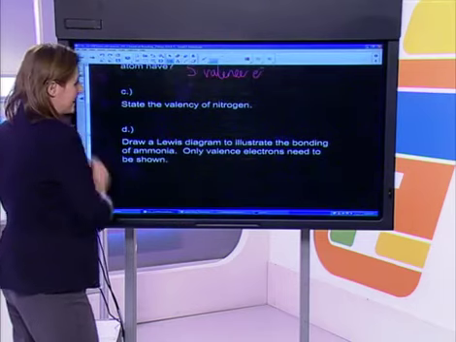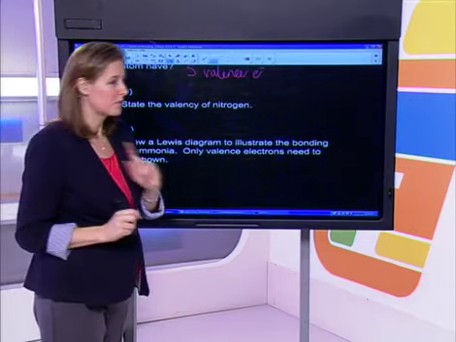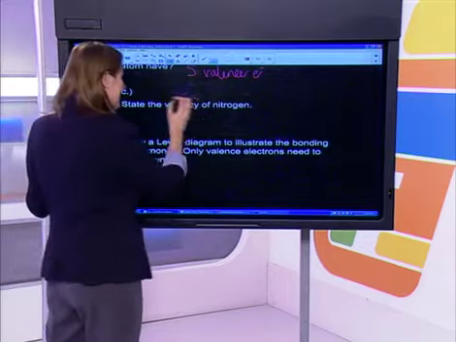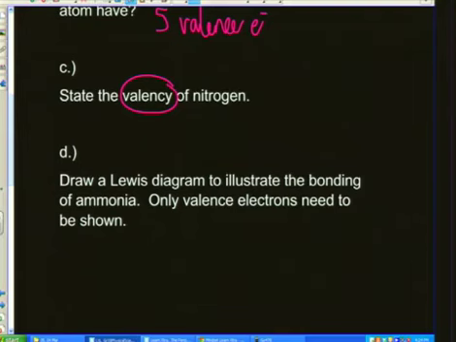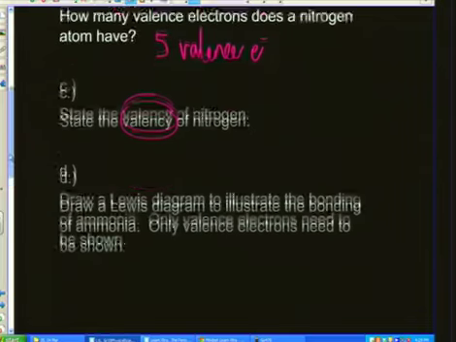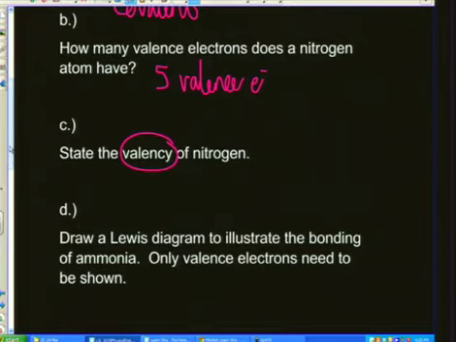Now state the valency of nitrogen. Well, this is an interesting one because valency is referring to how many bonds it can make, whereas valence electrons is how many electrons this thing has. So I'm going to stop and quickly just draw nitrogen, and let's pick it up from here. Nitrogen, and I'm doing a Lewis diagram: 1, 2, 3, 4, 5 valence electrons. Let's just make those circles a little bit bigger.